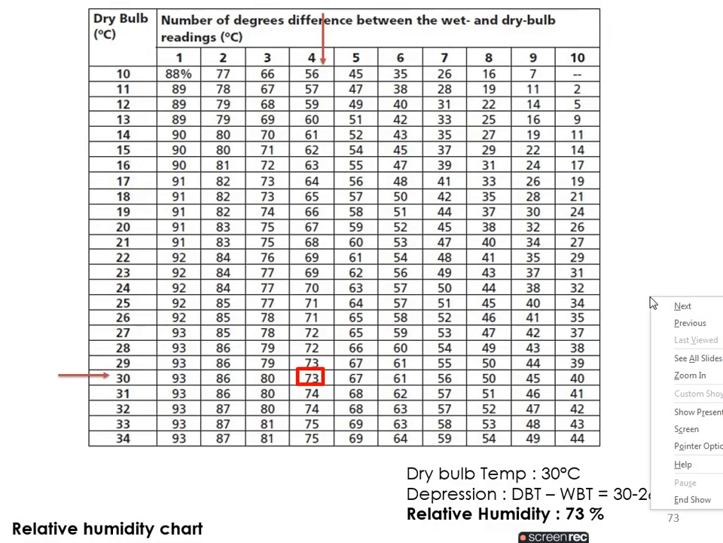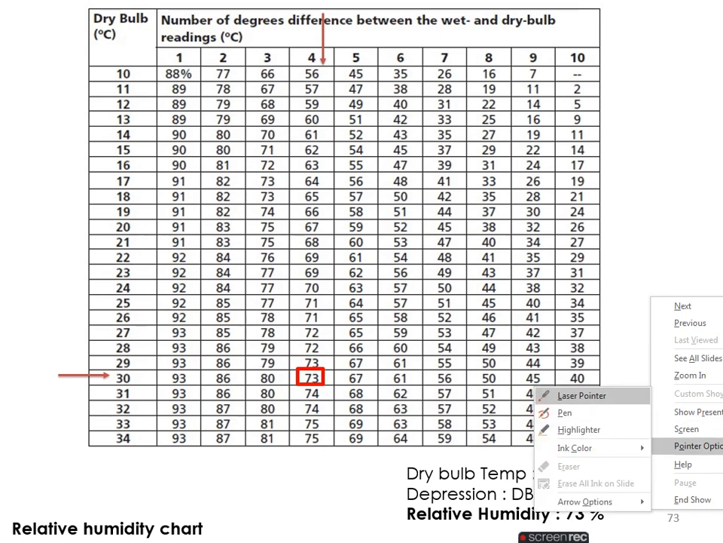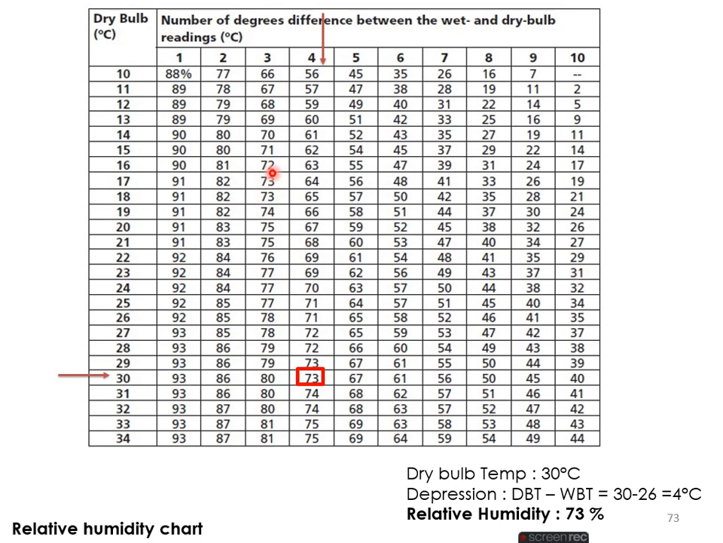Welcome back to Climate Responsive Architecture videos part number 6. Last video we were seeing this same chart, how to find out relative humidity. So just a small glance of it. This is a chart to find out the relative humidity.